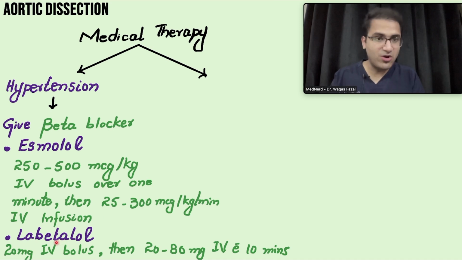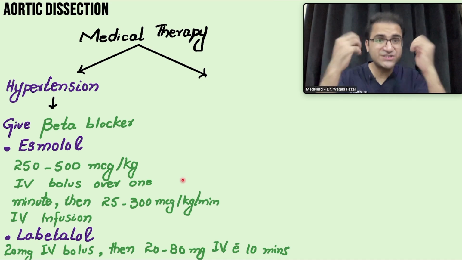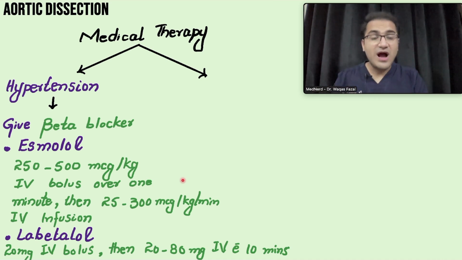Or you can give labetalol 20 mg IV bolus, then 20 to 80 mg IV every 10 minutes. You control the heart rate, you slow down the heart rate, you reduce the pressures, you reduce the stress. Now, after the beta blocker, you give the vasodilators.